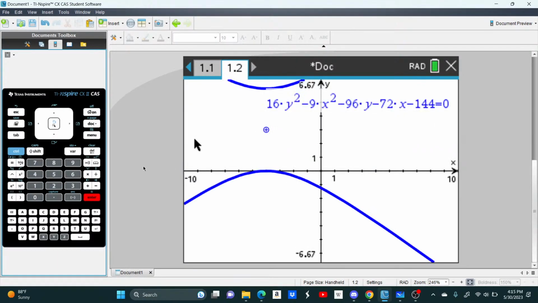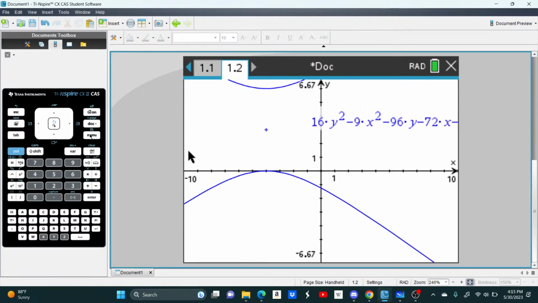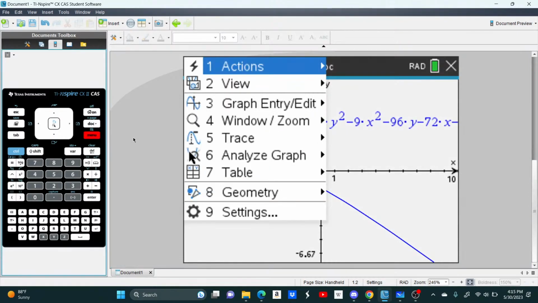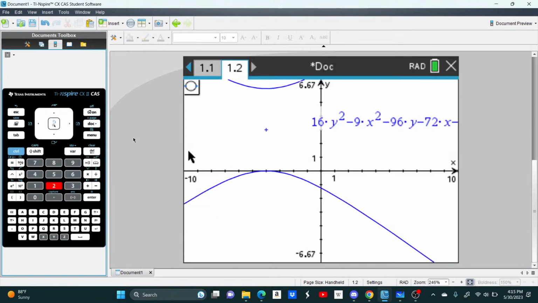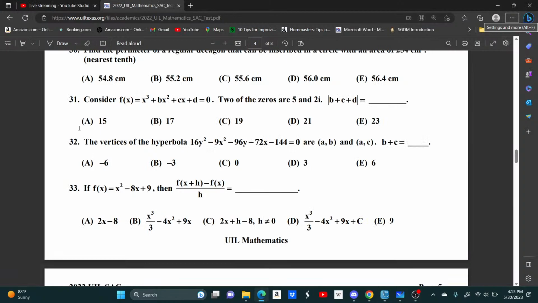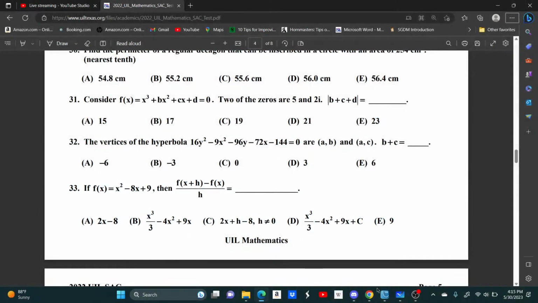Okay, so we get this hyperbola. The graph isn't super centered, but that's okay. It's not like way out there. So you go to analyze graph, analyze conics, and then number 2 is vertices. So if I look here, it shows us it's at 0 and 6. Right? Same thing. Saves a little bit of time. Up to you which one you want to do.